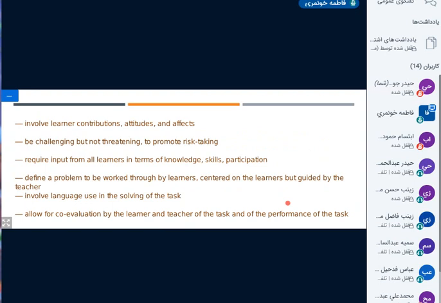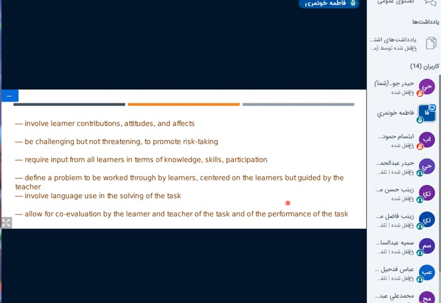They should be challenging but not threatening. Tasks which are very simple to do, not challenging, may not be very effective. But when tasks become challenging, they should not be threatening, so that they promote risk-taking in the students. They require input from all the learners in terms of knowledge, skills, and participation. They should define a problem to be worked through by learners, centered on the learners but guided by the teacher.